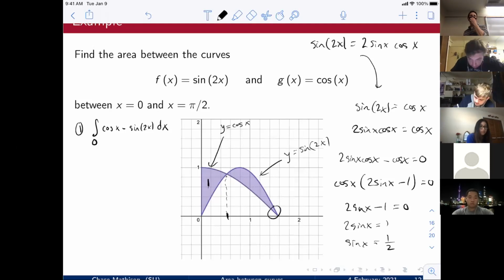So who knows where the sine of x is equal to 1/2? Perfect, 30 degrees, which in radians is pi over 6. That's exactly right. All right, and then from there, the rest is pretty much plug and chug. How do I find the area of region 2?